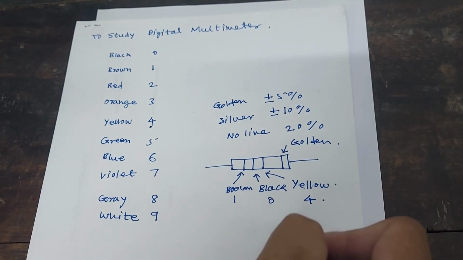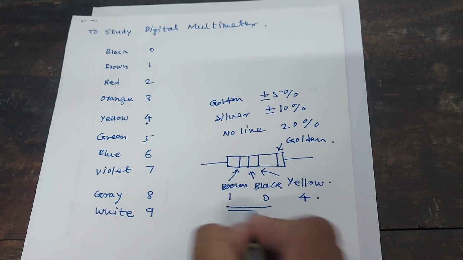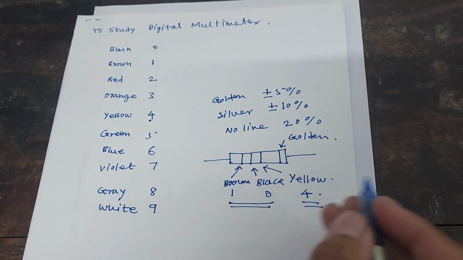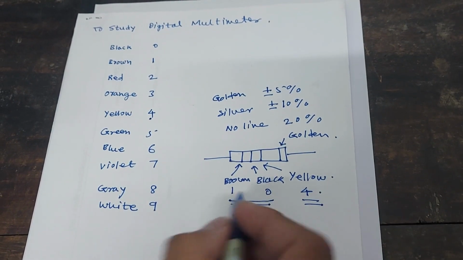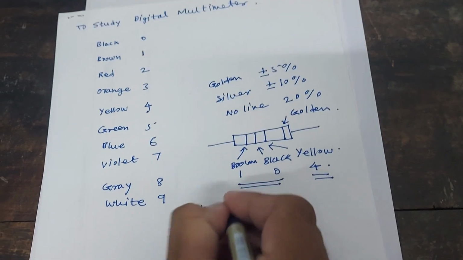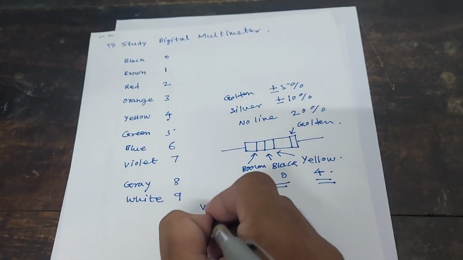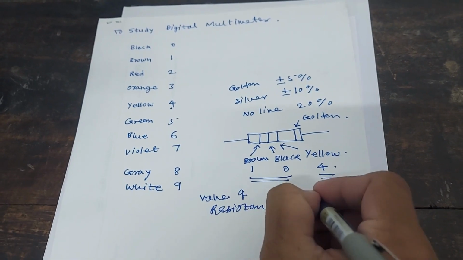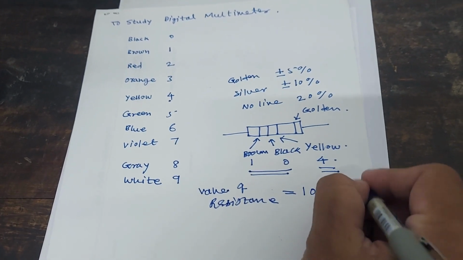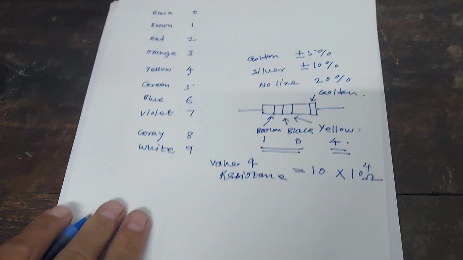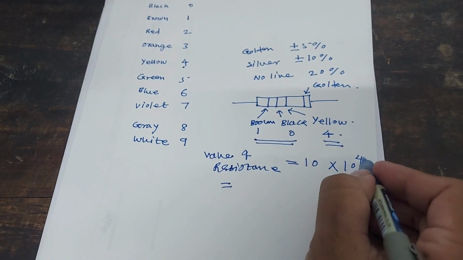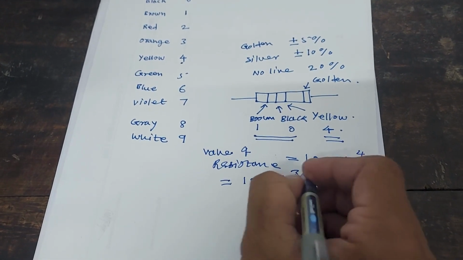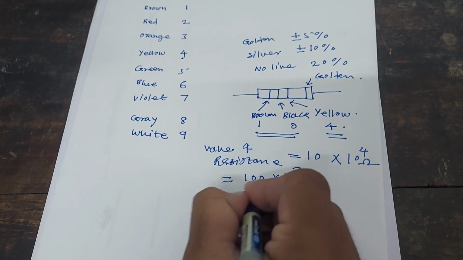I will write it down here. The first 2 colors we have to write as they are, and the 3rd color is the multiplier. That means we have to write 10 raised to the power of that color number. So, the value of this resistance is equal to 10 into 10 raised to power 4 ohm. If I want to convert this into kilo ohm, I will write it as 10 into 10 raised to power 3 ohm. So, this is nothing but 100 kilo ohm.